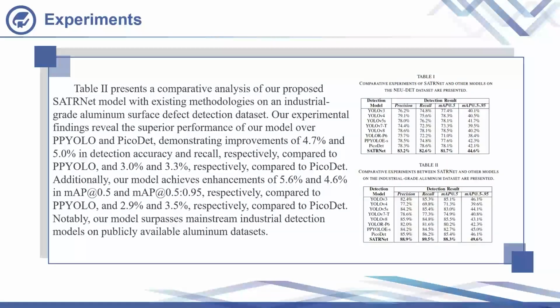Additionally, our model achieves enhancements of 5.6% and 4.6% in mAP 0.5 and mAP 0.5 to 0.95, respectively, compared to PP-YOLO, and 0.9% and 3.5%, respectively, compared to PicoDet. Notably, our model surpasses mainstream industrial detection models on publicly available aluminum datasets.